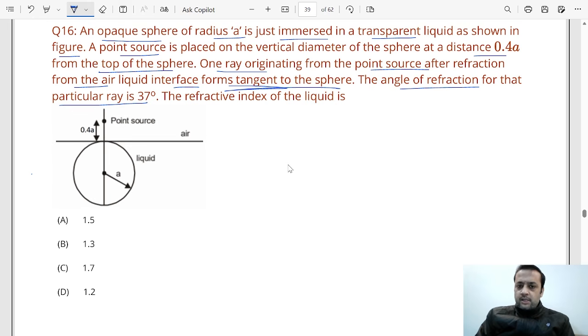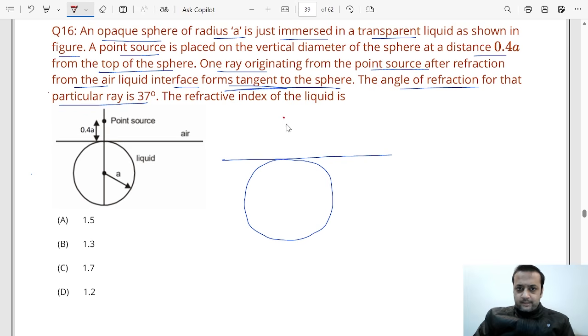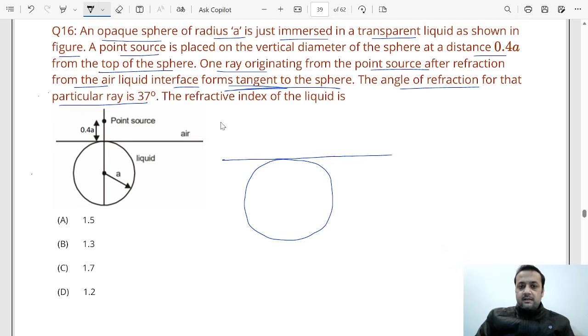I'll explain the situation. So imagine that we have this sphere, and this is the boundary. Above this boundary we have air, and below this boundary we have, let's say, some liquid. Now, this is some point from which the ray is coming, so let's call this point O. Let me draw a vertical normal, like this, which will pass through the center of the sphere. So C is the center of the sphere.